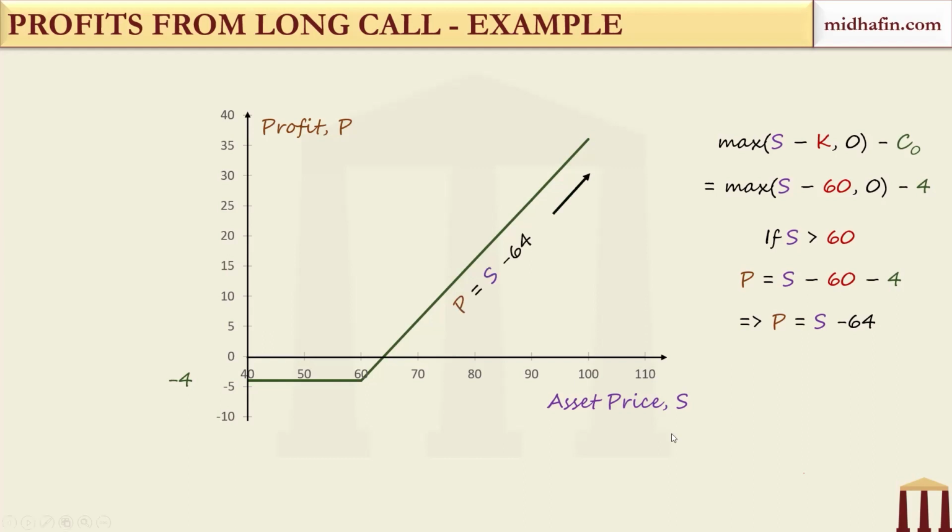This line that you see here, starting from 60 rupees, is P equals S minus 64. And if S is less than 60, the option is not exercised, there is 0 payoff, but you lose the option premium. So in this case, your profit is minus 4 rupees. And this horizontal line below the x-axis represents the line P equals minus 4. So that's the scenario for profit from long call positions.